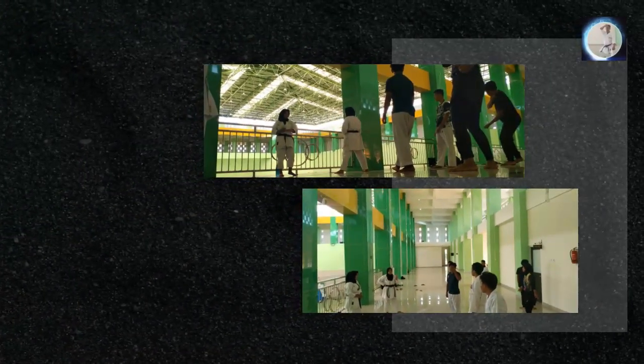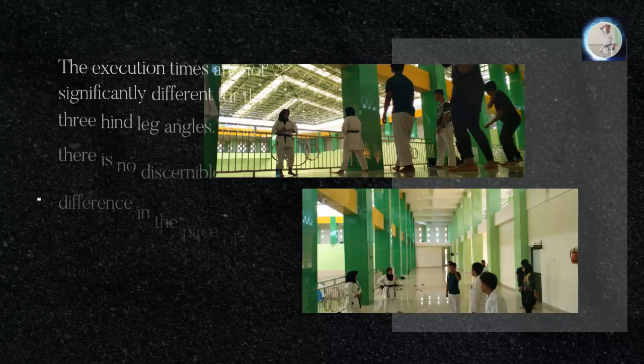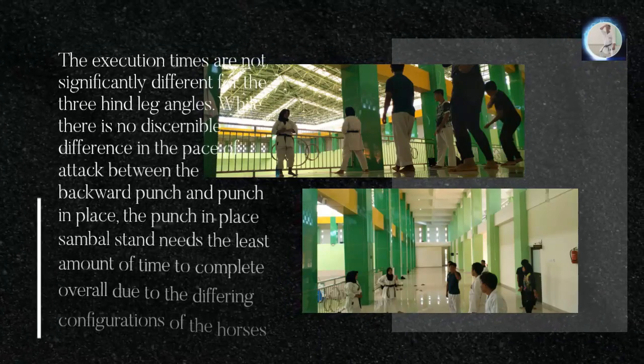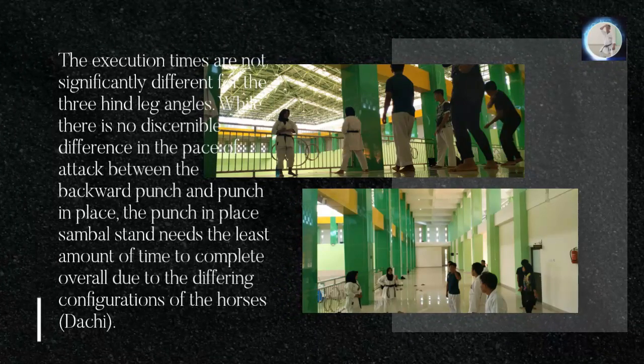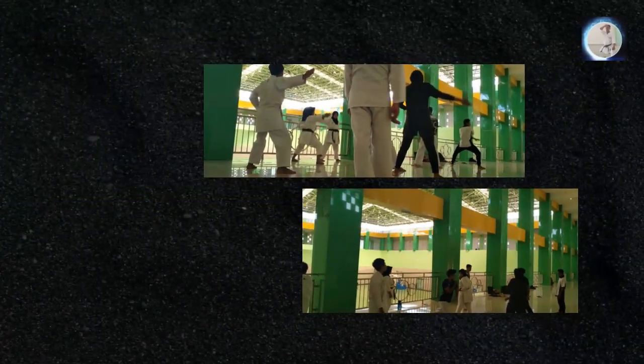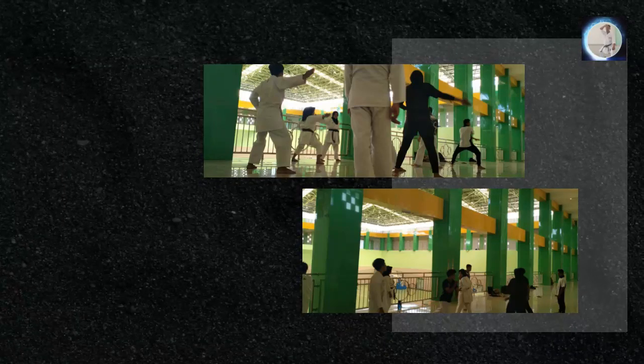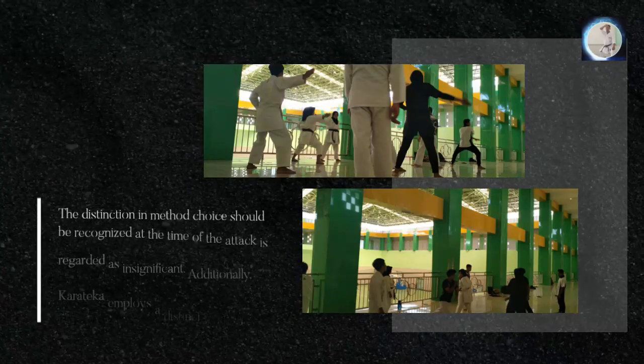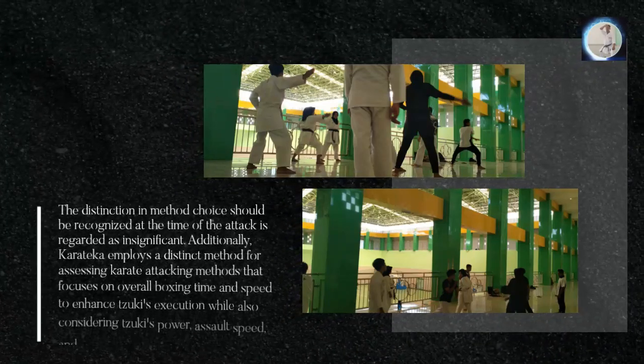The execution times are not significantly different for the 3 hind leg angles, while there is no discernible difference in the pace of attack between the backward punch and punch in place. The punch in place sambal stand needs the least amount of time to complete overall due to the differing configurations of dachi. The distinction in method choice at the time of the attack is regarded as insignificant.